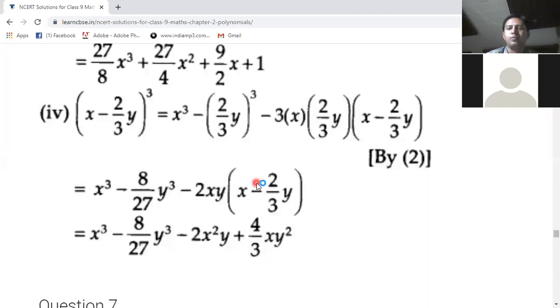Now this minus 2xy multiplied inside will give you minus 2x square y, and this minus 2xy multiplied with minus 2 by 3 y: 2 twos are 4, minus minus will become plus, 3 in the denominator, xy into y, x as it is, y into y will become y square. So we get x cube minus 2x square y plus 4 by 3 xy square minus 8 by 27 y cube. You can leave the question here, or we can rearrange it as x cube first, then minus 2x square y, then 4xy square, then minus 8y cube, in the powers of x.